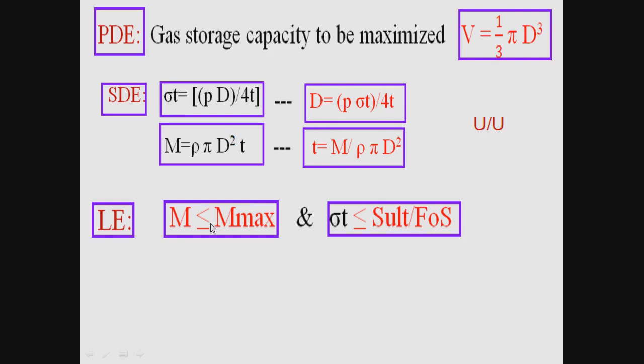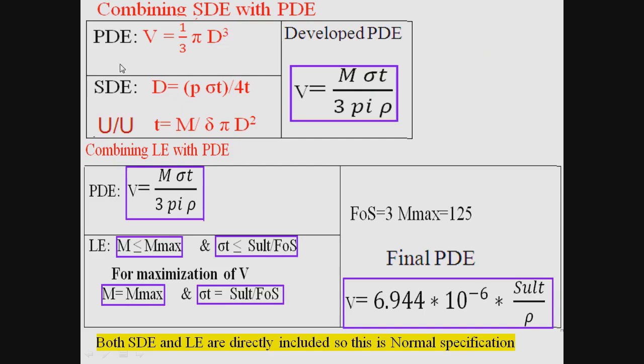Next, the limiting equations are: mass should be less than or equal to 125 kg, and sigma T should be less than or equal to SUT upon FOS. The next step is to substitute these equations in the primary equation. This is the primary design equation, this is the subsidiary design equation, and these two are the secondary equations. So substitute these equations in the primary equation.